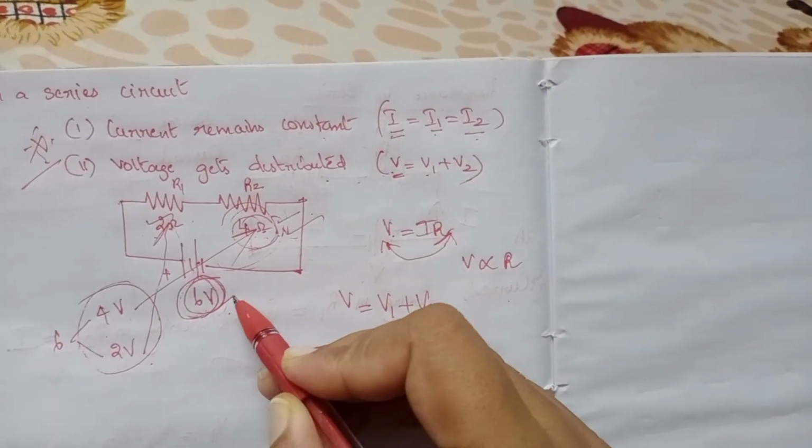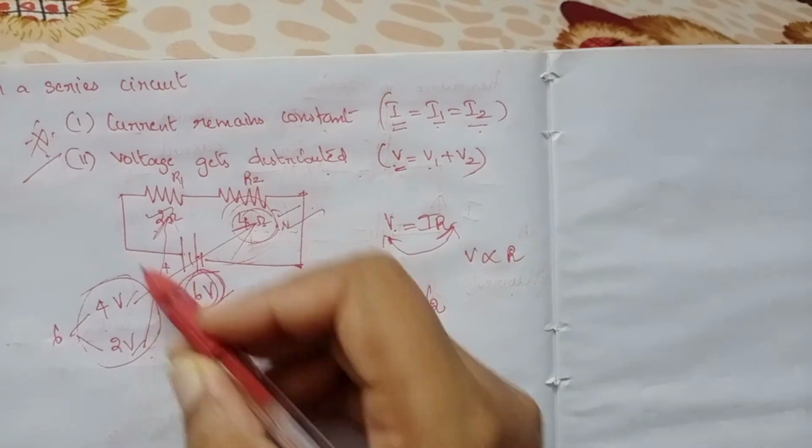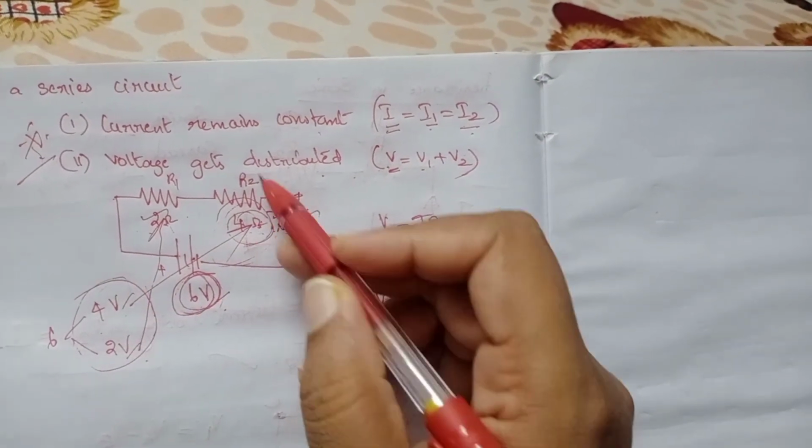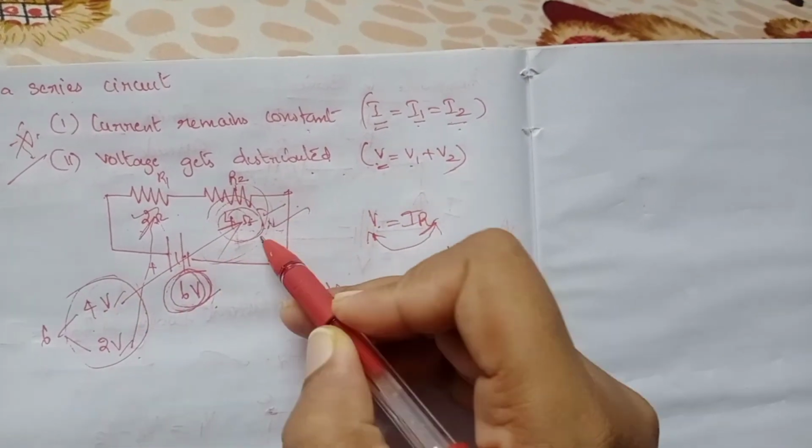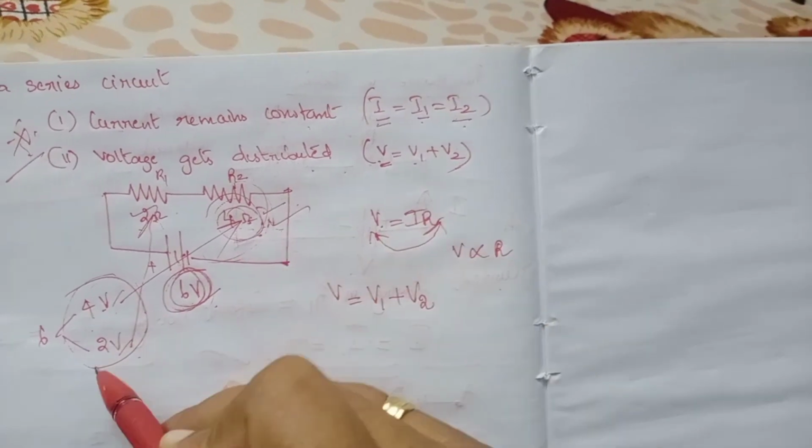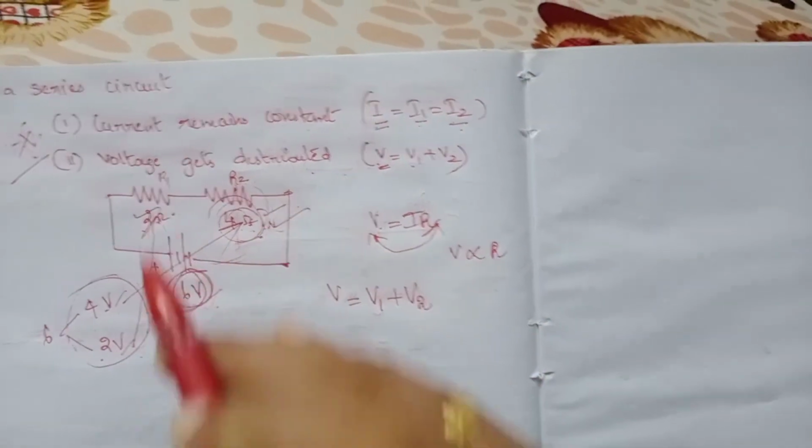Okay, so if the 6 volt is splitting up into 4 volt and 2 volt, for example, here the 4 ohm is the highest value. So the highest voltage will pass through the highest resistor. The lowest voltage will pass through the lowest resistor.